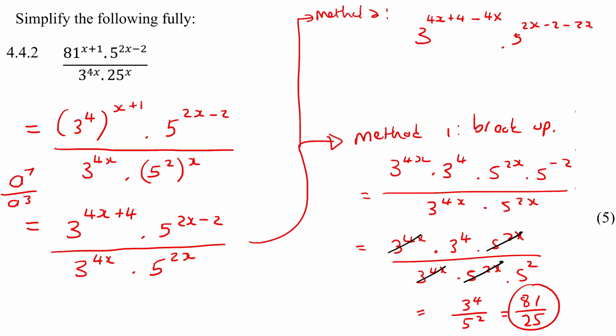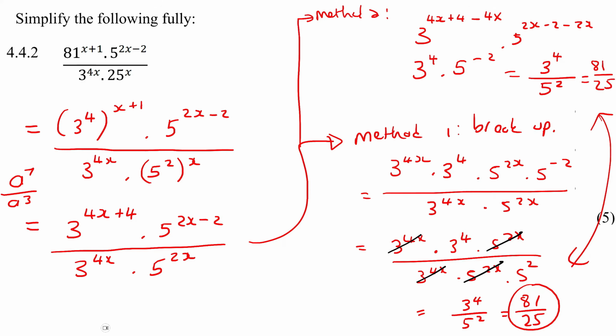Okay. And if we then simplify, the 4x minus 4x cancels, so you just end up with 3 to the 4. Here we end up with 2x minus 2x, which cancels, so that's going to be 5 to the negative 2. Now, here I've got a 5 to the negative 2, so I don't want that to be negative. I want that to be a positive. So to make it a positive, I have to take it down, and there we end up with 81 over 25. Exact same answers. In a test, you only have to show one of those.